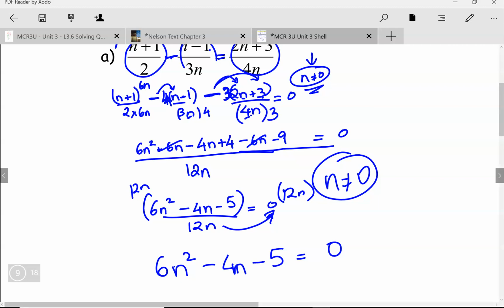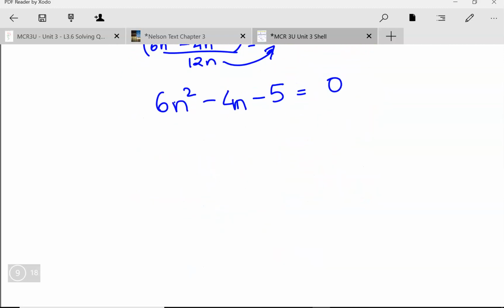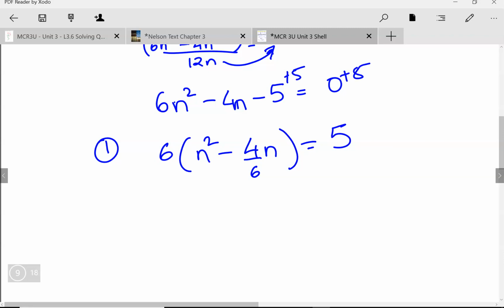But now, after all this work we have done, which is hopefully familiar to everybody since we have worked on this extensively in the previous unit, hopefully now this becomes a lot easier, because now I can just use my usual completing the square technique. So the first step is to factor out the 6, so 4 over 6n. I'm going to move the minus 5 to the other side to make it plus 5 here.